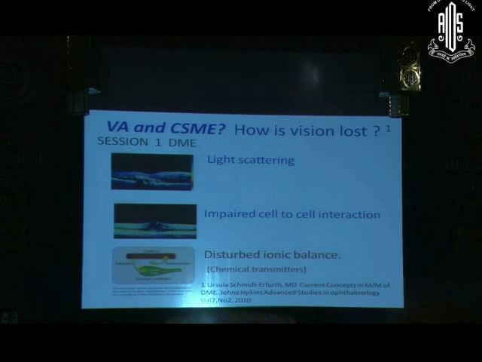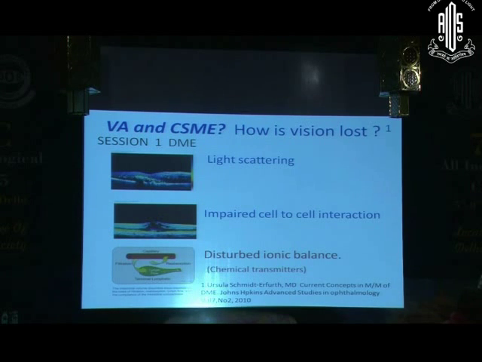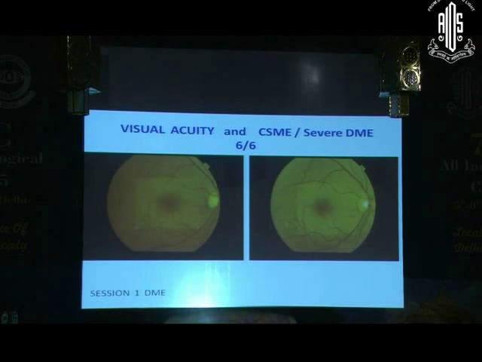In that connection, let us analyze briefly what are the factors which reduce visual acuity in diabetic macular edema. First is light scattering because of edematous retina. Second is impaired cell-to-cell interaction because of large cystoid spaces. And third, and the most important, is disturbed ionic balance outside and within the vessel. And this is established by the fact that even when you have sizable edema on OCT following an anti-VEGF injection, without any reduction in the size of edema, the visual acuity can improve because of establishment of correct ionic balance. Let me establish this through a case example, and then I go on to question the faculty.